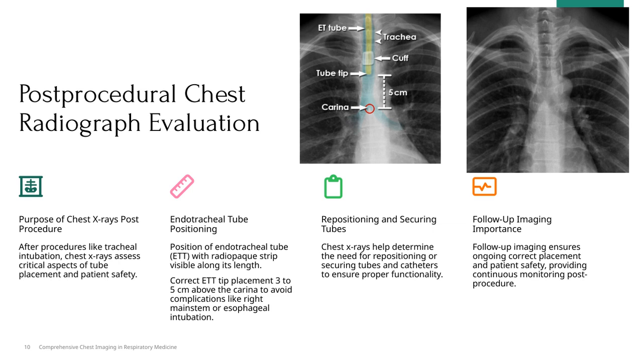Proper positioning here is vital because if the tube is too low, it can lead to complications like right mainstem intubation, where the tube goes into the right lung too deeply, or even esophageal intubation, which is obviously a serious concern. The purpose of doing these chest X-rays after procedures like intubation is to make sure the tube is correctly positioned and to ensure patient safety.